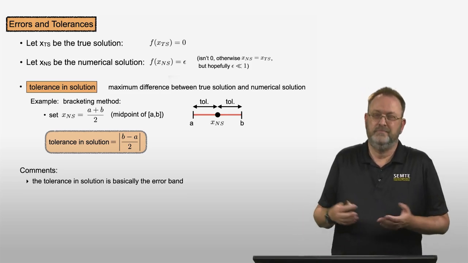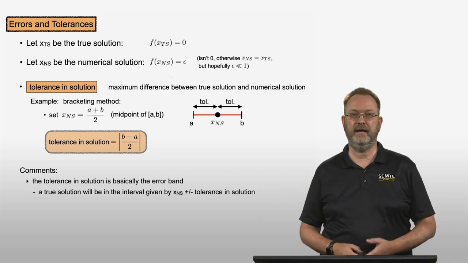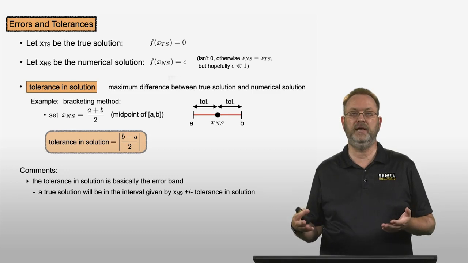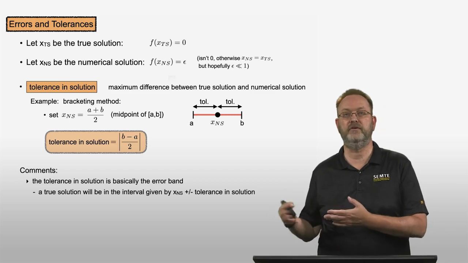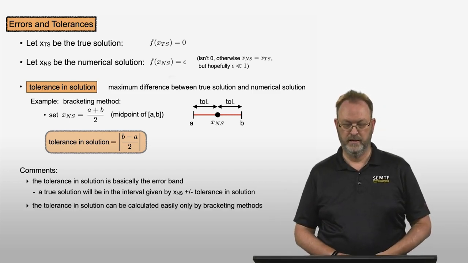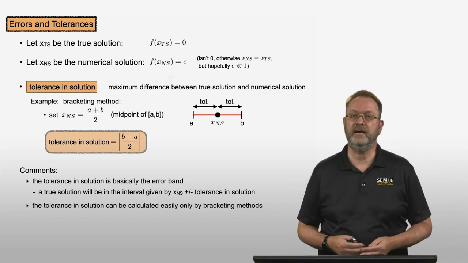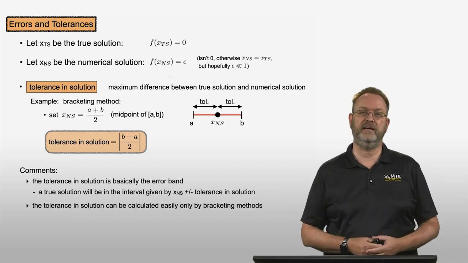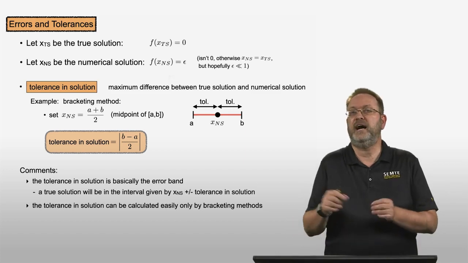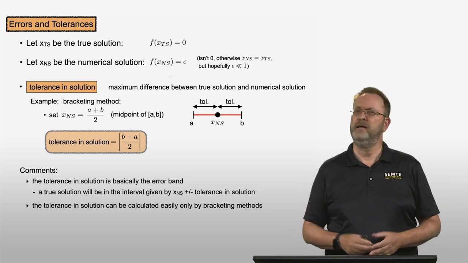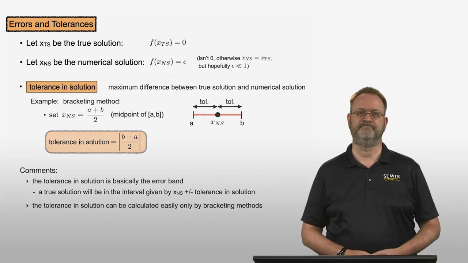A couple of comments. Basically, the tolerance in solution is an error band. I have a true solution that will be in the interval given by the numerical solution plus or minus the value of the tolerance in solution. The other comment is that unfortunately, the tolerance in solution can be calculated easily only by bracketing methods. But for bracketing methods, it's pretty straightforward and easy. The tolerance in solution is just half the size of the current bracket. But we won't be able to calculate the tolerance in solution for open methods.